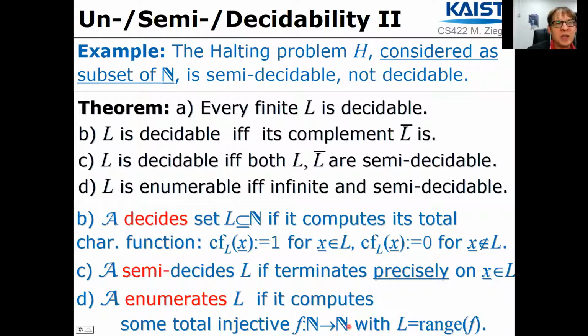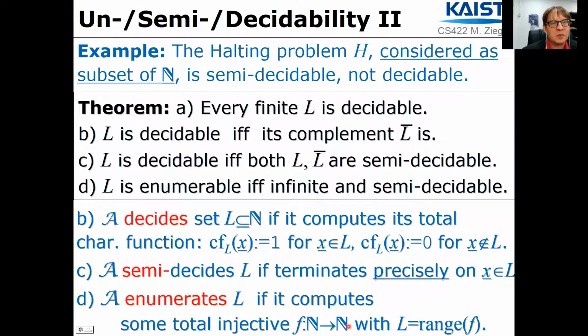And our algorithm B compares that output to its own input X. So here I'm describing in words, without pseudocode, some algorithm, and claim that this algorithm semi-decides L. Why does it semi-decide L?